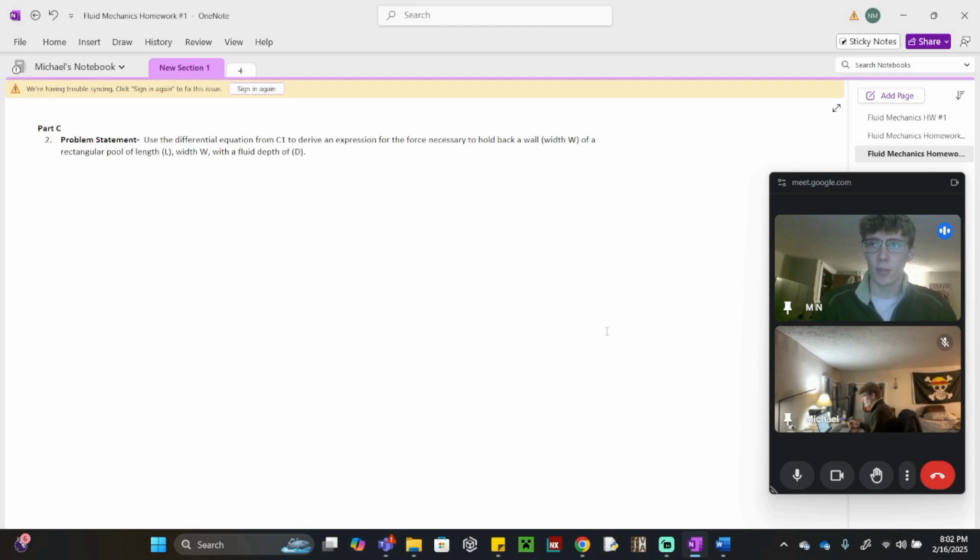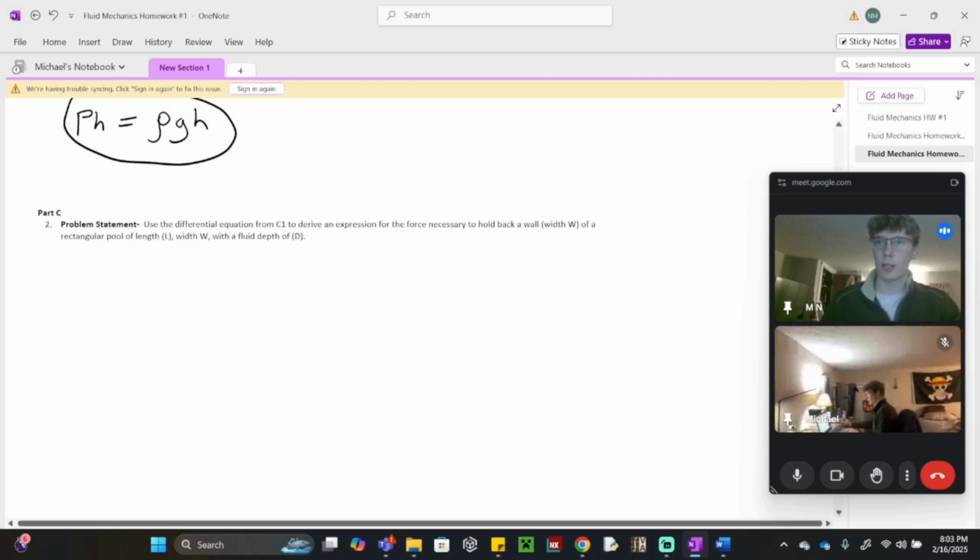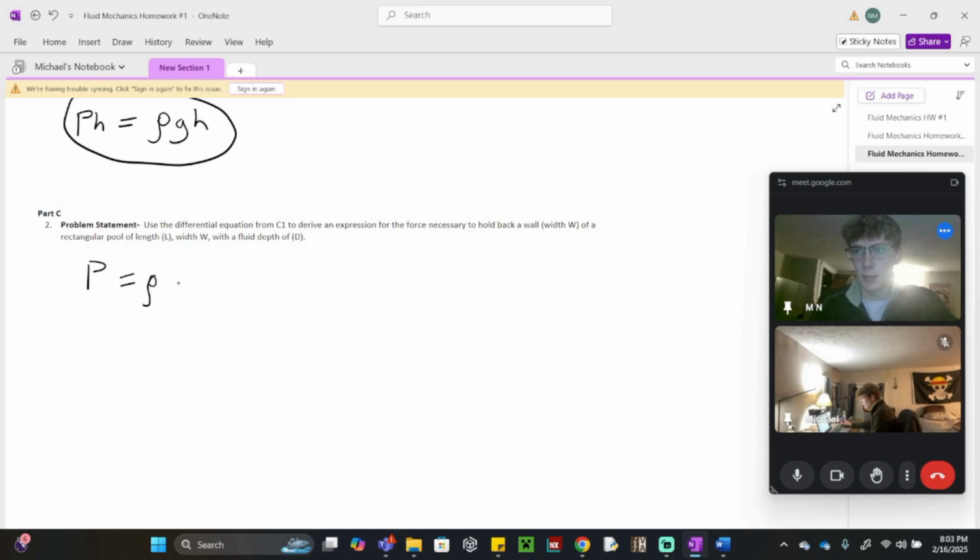Okay, so now we're on to the second problem statement of part C, which states: use the differential equation from C1 to derive an expression for the force necessary to hold back a wall with width W of a rectangular pool of length L with width W with a fluid depth of D. The differential equation from C1 we got was pressure at some point equals the density of a liquid times the gravitational constant times the height.